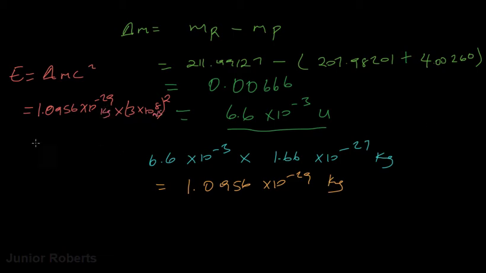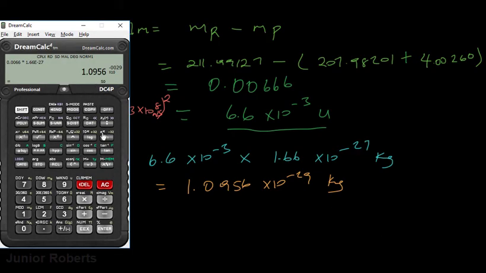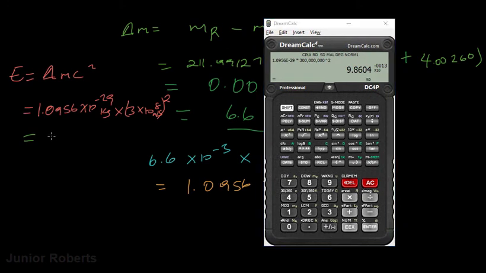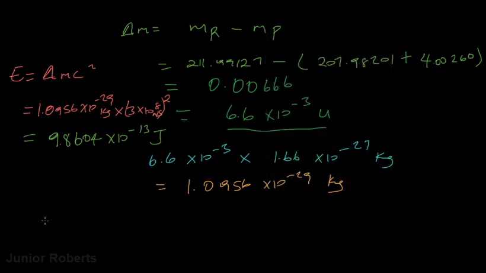Right, so now when we get our calculator, we have our value right here, then we're going to say multiply by 3 expressed to the 8 squared. Then we say equal, and in this case we get 9.8604 times 10 to the minus 13, and it's going to be joules since we're dealing with energy. And this is for the natural process. So we're going to also attempt the artificial and see what we get.